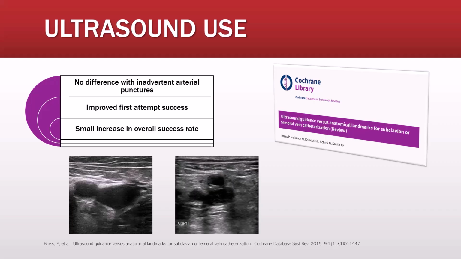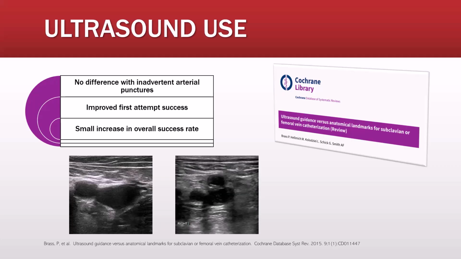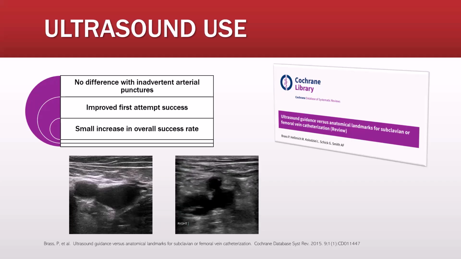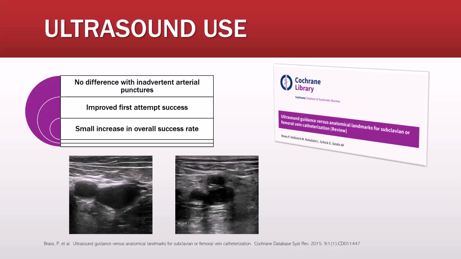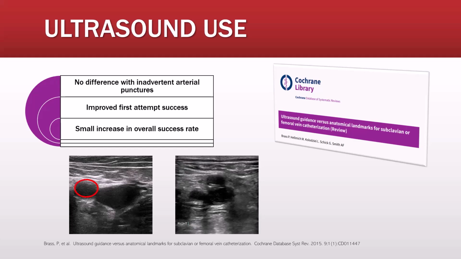Interestingly, a meta-analysis showed no differences in inadvertent arterial punctures. It did show improved first attempt success and a small increase in overall success rate. Let's look at the useful information that ultrasound can give us. Looking at the depiction to the left, we can easily identify the common femoral artery and the common femoral vein. This would be our peanut sign.